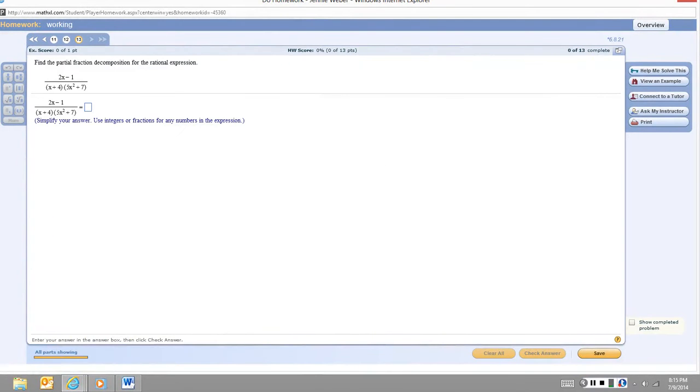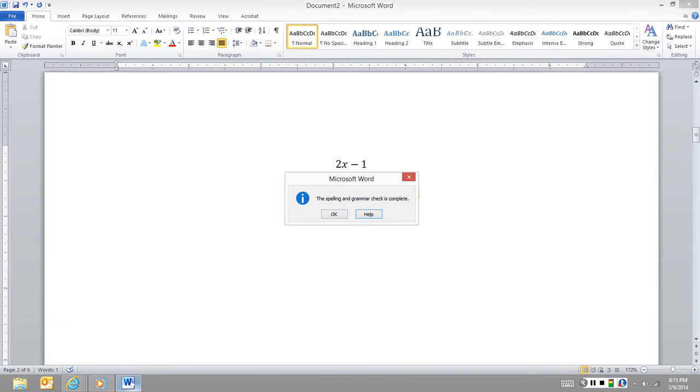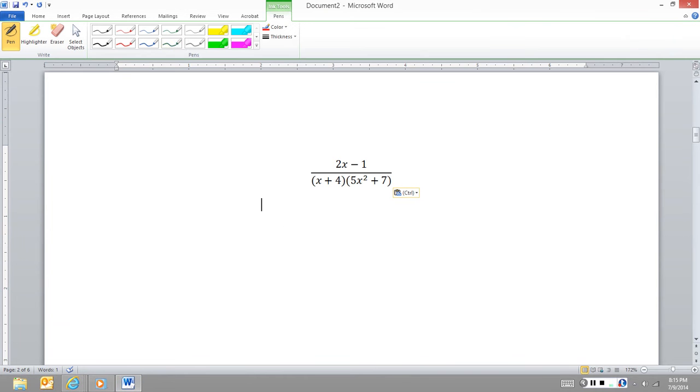Okay, we are asked to find the partial fraction decomposition for this rational expression. And this is much like we've been doing in the past, only now you'll notice we have an x squared in the bottom. Then it's going to change what we do slightly. So we start out with dividing it up just like before.